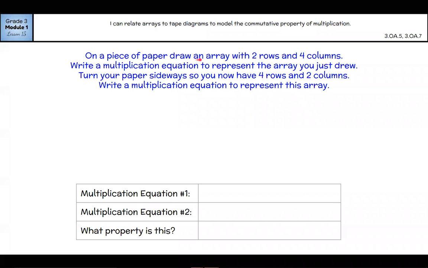It says, on a piece of paper, draw an array with 2 rows and 4 columns. All right, I'm going to do that first. I'm going to pause the video and come back. So maybe you could pause and do the same on your whiteboard or on your paper. Okay, I'm back and I have made my 2 rows with 4 items per row, or columns actually go up and down this way. Write a multiplication equation to represent the array. That means to show what the array says that you just drew. Okay, so let me grab a pen for that.